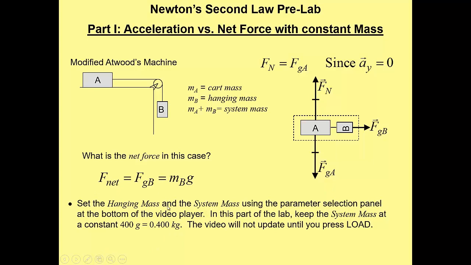So this is just saying, hey, you've got to set the hanging mass and the system mass by using the parameter selection panel at the bottom of the video. Now in this part of the lab, we want the system mass to be constant, the total mass here to be constant, right? So you can set that. I would like you to set it at 400 grams, which is 0.400 kilograms. So in part one, every trial, leave the system mass at this, okay? The cool thing about the way it's set up is when it changes the hanging mass, it also changes the cart mass, so that the total stays the same. And it does it for you. Okay, so you don't have to do anything fancy. You just have to choose them.